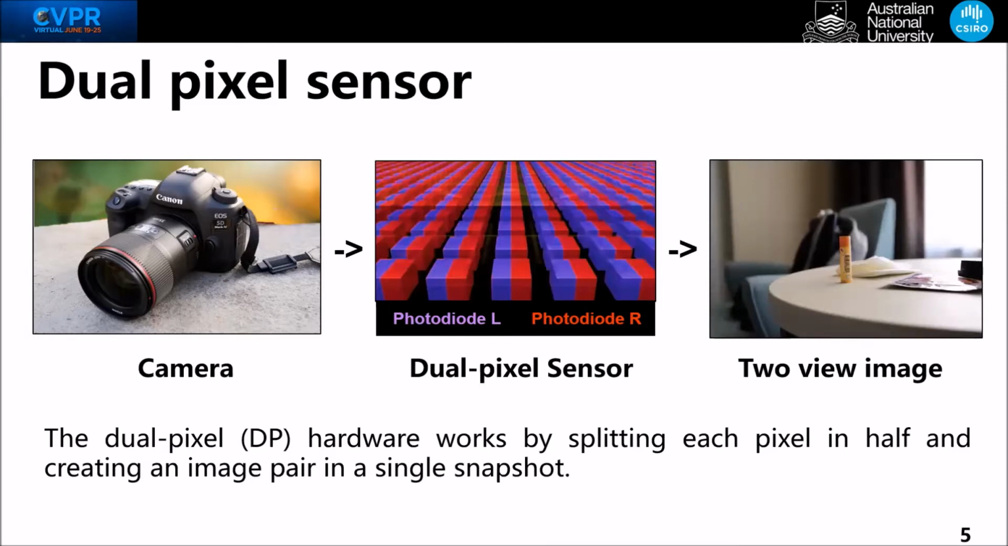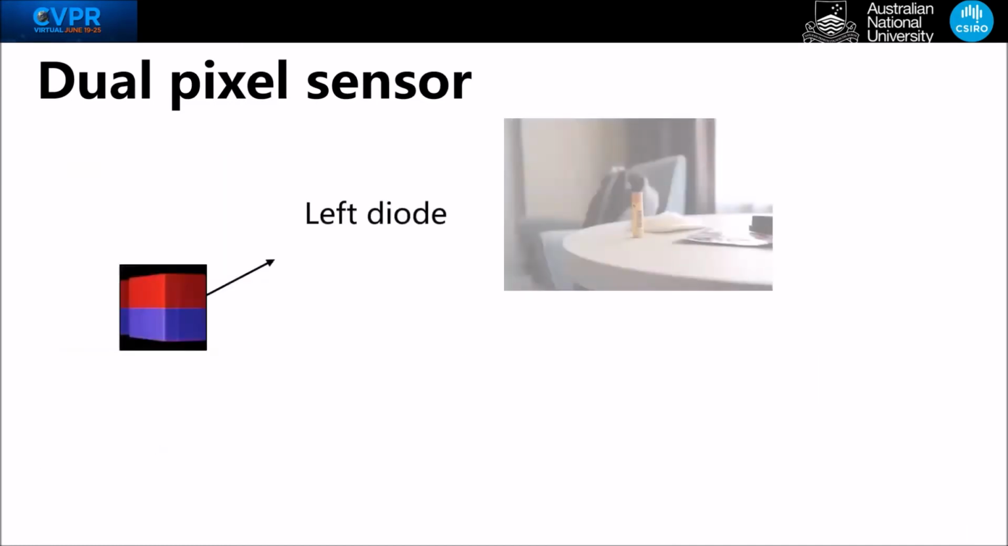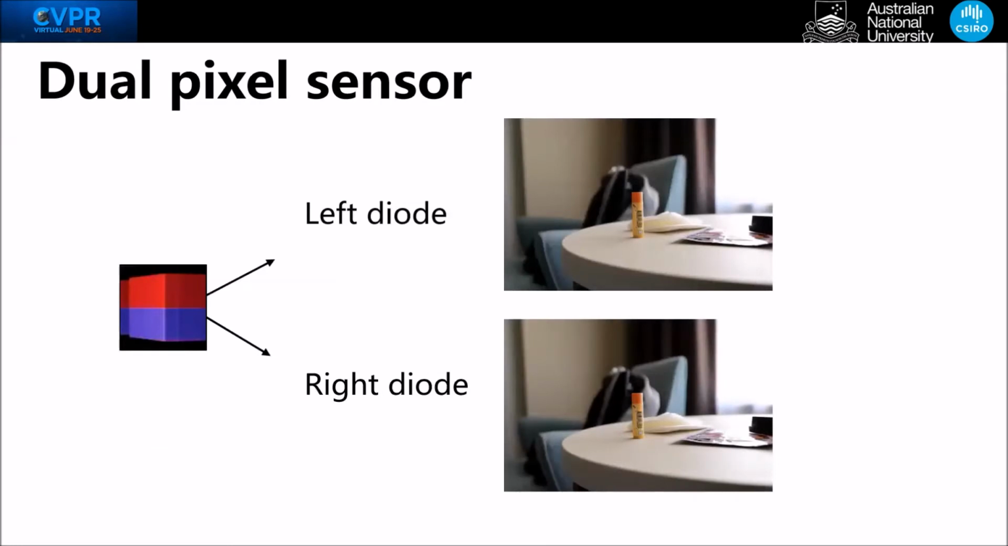Now we will talk about the dual pixel sensor, namely the DP sensor. The DP hardware works by splitting each pixel in half and creating an image pair in a single snapshot. Each pixel is, in fact, built with two independent photodiodes. This technique was designed by Canon to aid autofocusing.